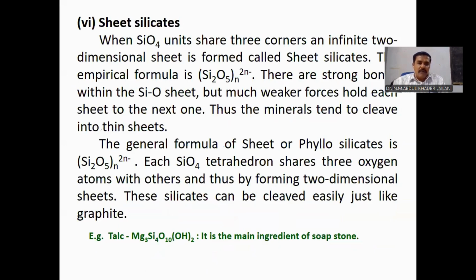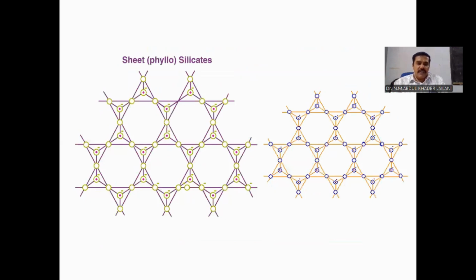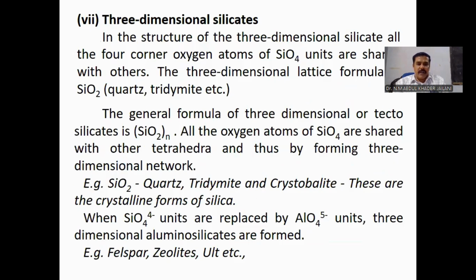The sixth one is sheet silicates, having the general formula (Si2O5)n 2n-. Each SiO4 tetrahedron shares three oxygen atoms with others, thus forming a two-dimensional sheet. These sheets can be cleaved easily, just like graphite. Talc is an example of sheet silicates. This is the structure of the sheet silicate, also called phyllosilicates.